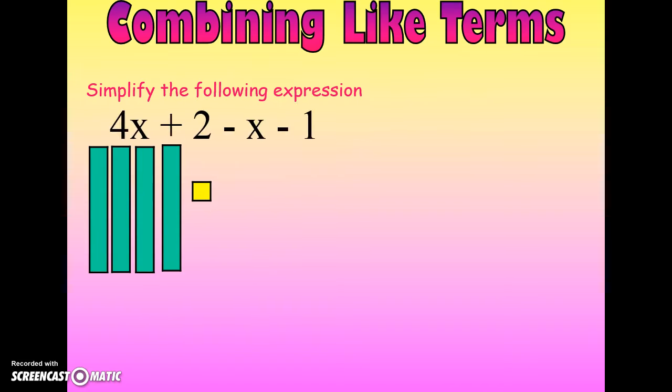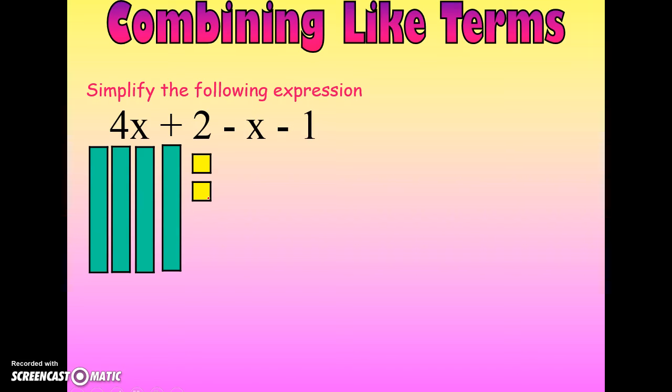Let's try another one. 4x plus 2 minus x minus 1. So we have 4x plus 2. Hey, I better have 2. Oh, phew, I do. Okay. So our x's are represented here. 1, 2, 3, 4 x's. And then we have our positive 2 here. We have those 2 yellow squares.